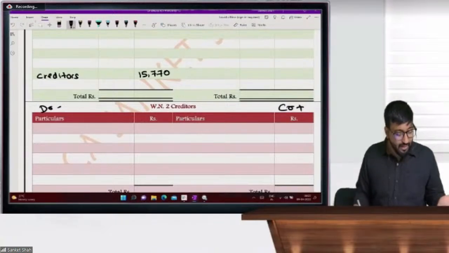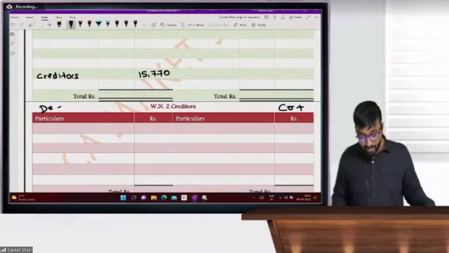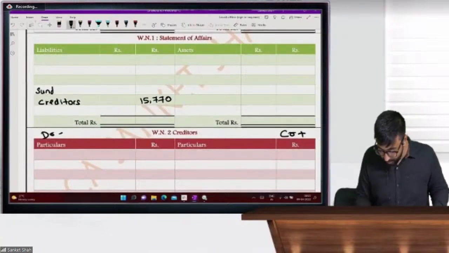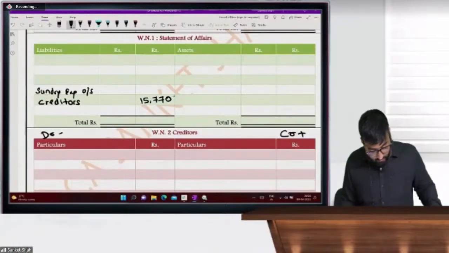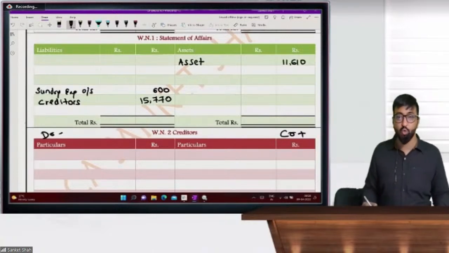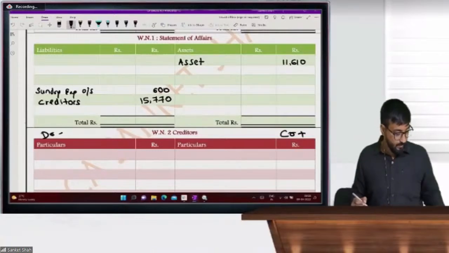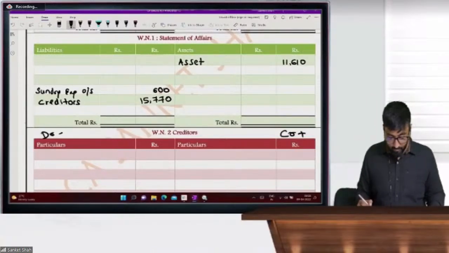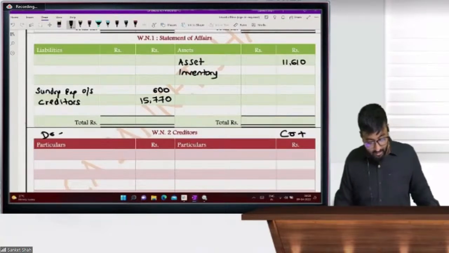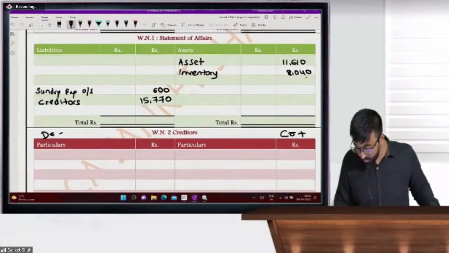सेकंड इफेक्ट बाद में बेटा, पहले एक इफेक्ट दे देते हैं. हाँ पहले ओपनिंग बैलेंस शीट बना लेते, क्लोजिंग बनाते, फिर सेकंड इफेक्ट देते. सन्ड्री एक्सपेंसेस आउटस्टैंडिंग ऑन द लाइबिलिटी साइड ओनली. हाउ मच? 600. आगे, एसेट्स ऑन द एसेट साइड. 11,610. नेक्स्ट, इन्वेंटरी, लाइन बाय लाइन, 8,040.